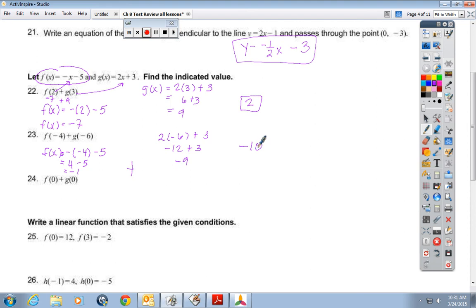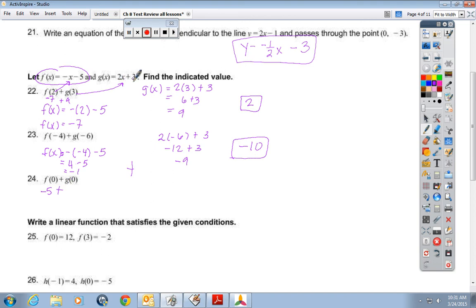If I were, that's wrong. Okay, on this one, I'm going to replace x with 0. What's the opposite of 0? 0. What's 0 minus 5? Negative 5. And I'm going to add that to 2 times 0 is 0 plus 3. So what's negative 5 plus 3? Negative 2. For that one.